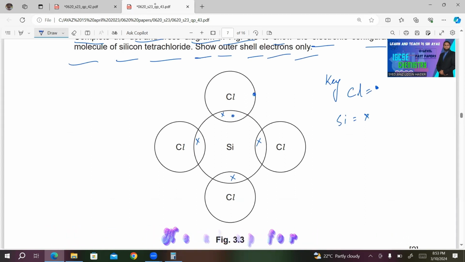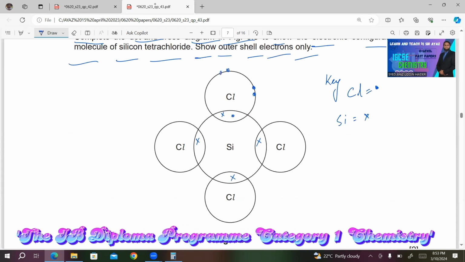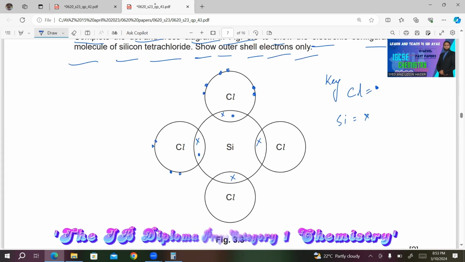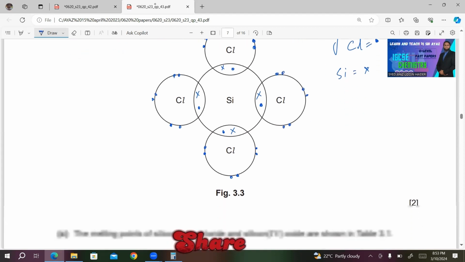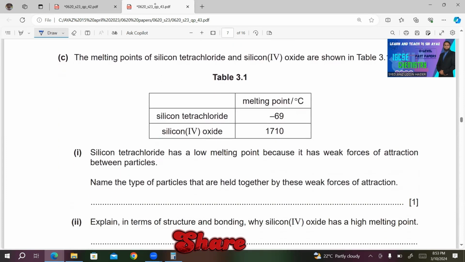1, 2, 3, 4, 5, 6, 7. This one 1, 2, 3, 4, 5, 6, 7. So this will be the final dot and cross diagram.